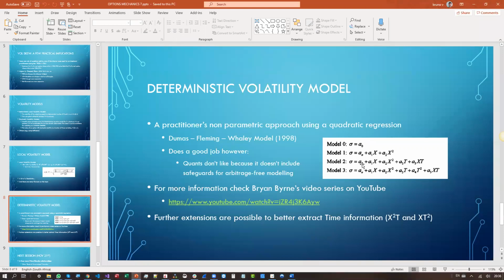And of course, model 0 is simple. It's basically a waste of time, but it's actually the original Black-Scholes, where we used to assume volatility would be constant. Model 1 is actually assuming that volatility only changes across strikes with no time effect. And then you actually start putting in the time effect. So if you were to use a linear regression, it would be A0 plus A1x plus A2t.